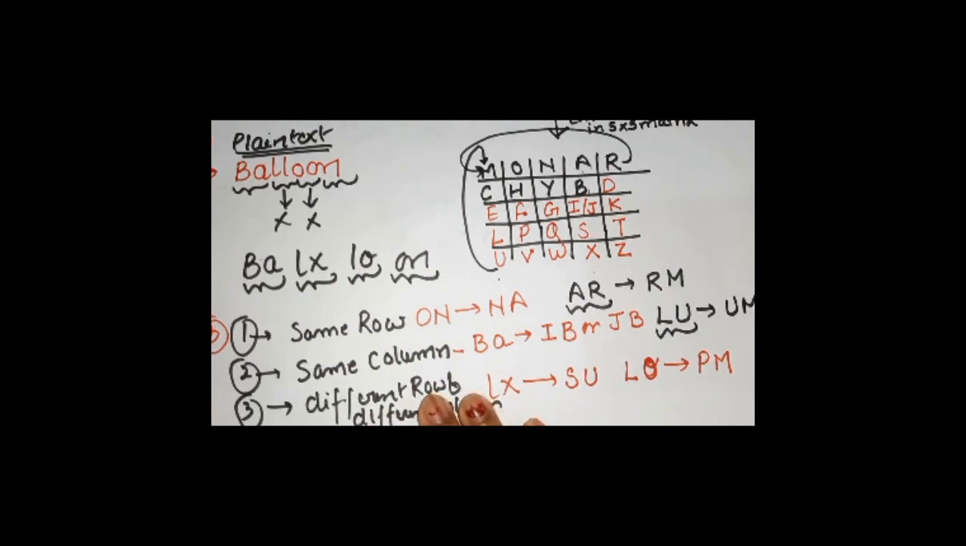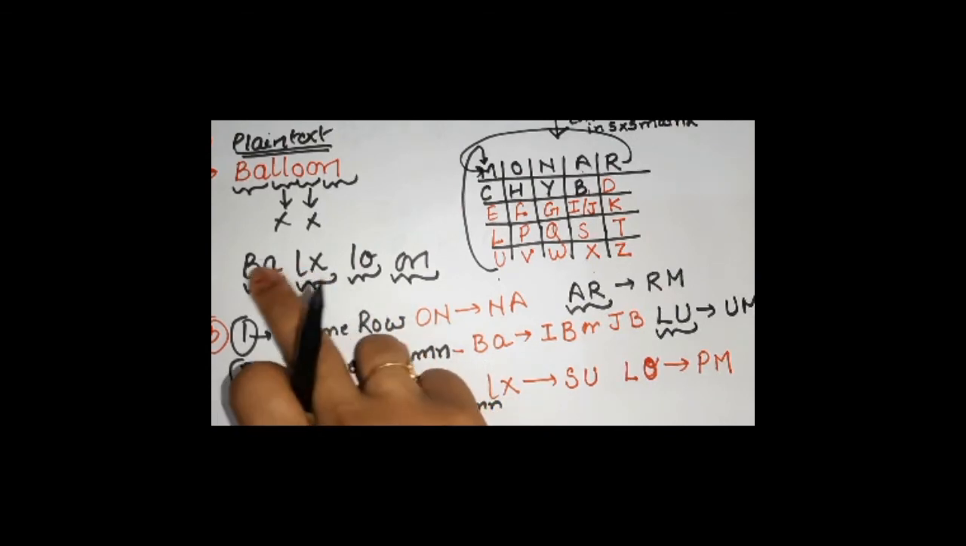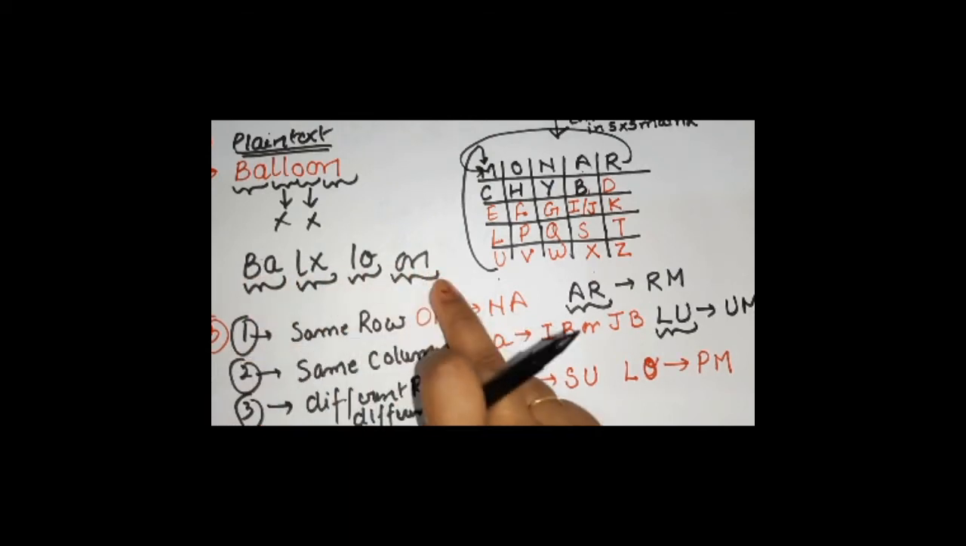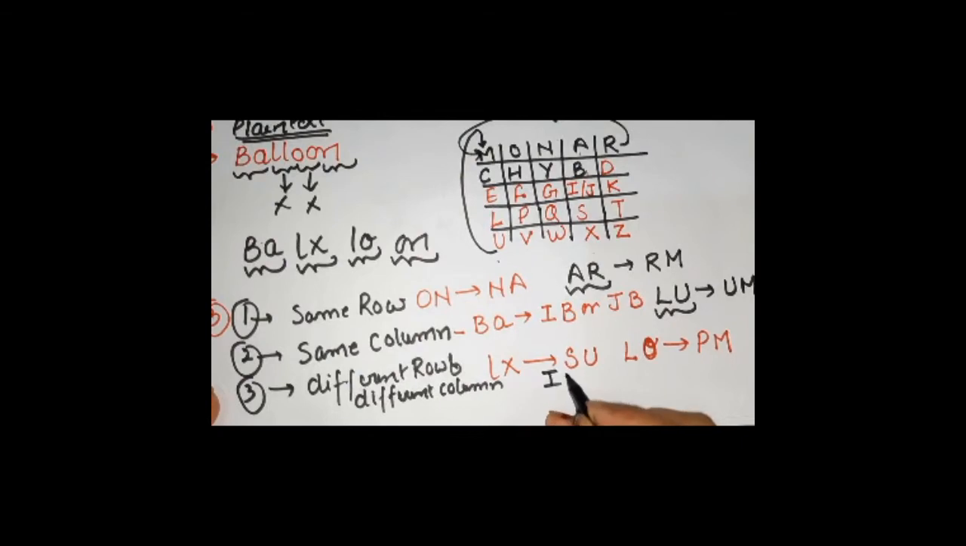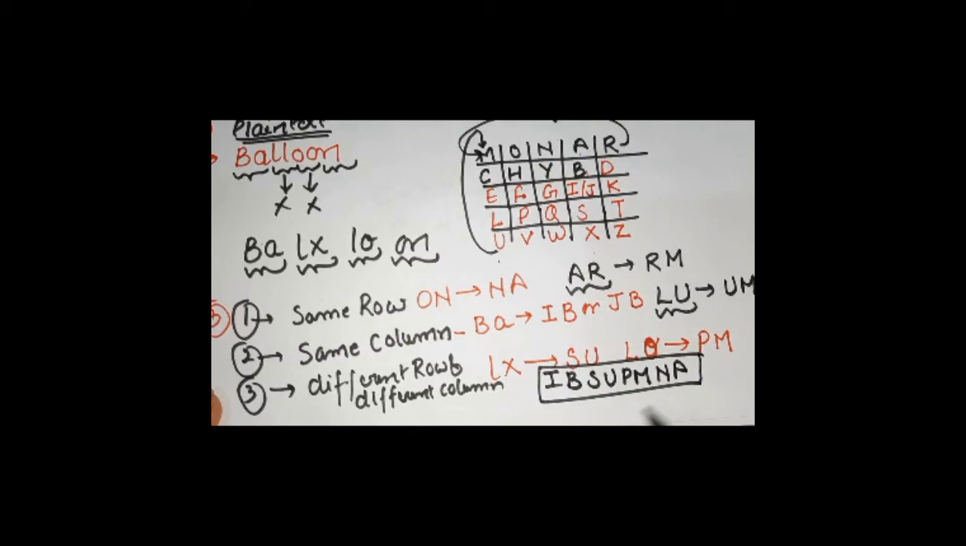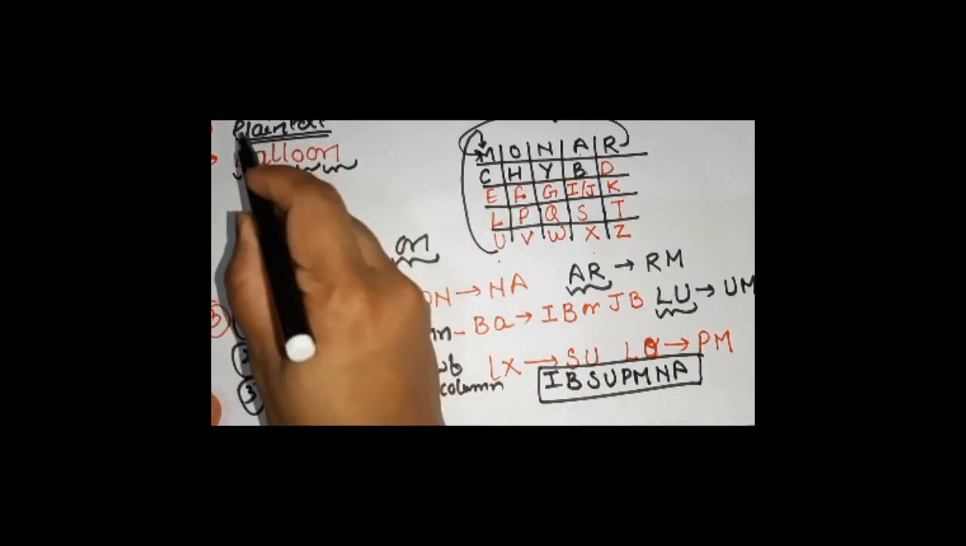And so if I have to tell you, the entire word balloon is converted. How is it converted? It is converted as IB, or JB, anything you can write. IB, then we had LX, which is SU, then we had LO, which is PM, and then we had ON, which is NA. So this is the ciphertext of this plain text.